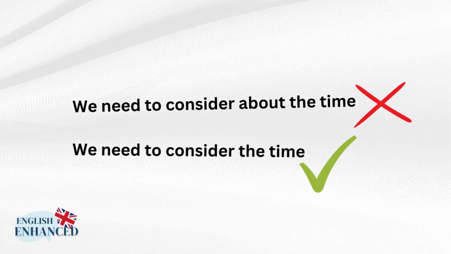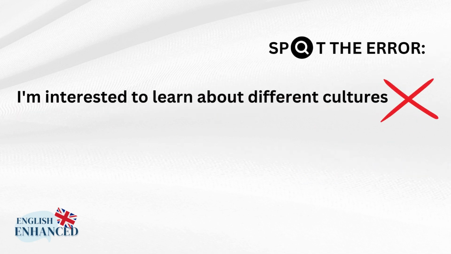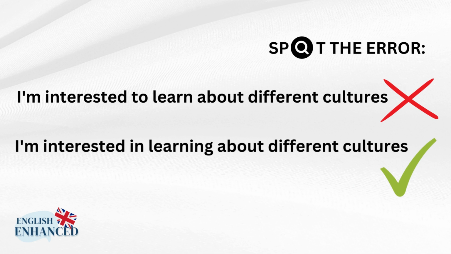standard English. Okay, now we have I'm interested to learn about different cultures. And so for those of you who attempted to fix this phrase, the correct answer would be I'm interested in learning about different cultures. So in English, the verb interested can either be followed by in or to, depending on the context. Interested in is the structure that's used when expressing interest in a specific subject, topic, or area of knowledge. So in this case, we would need I'm interested in learning about different cultures.